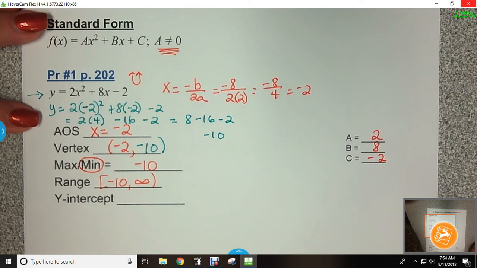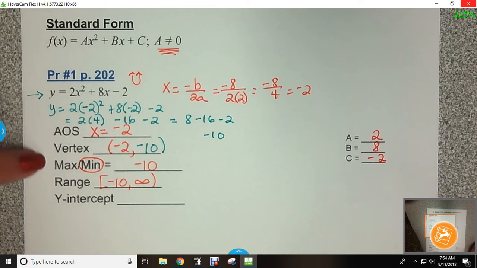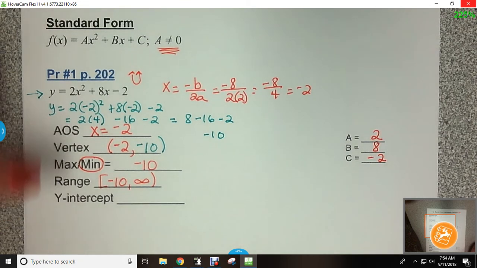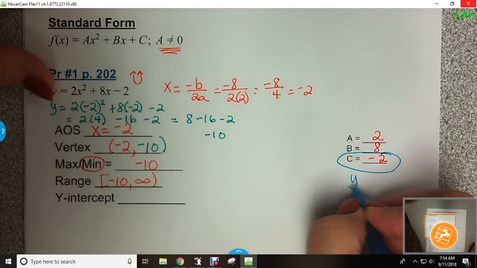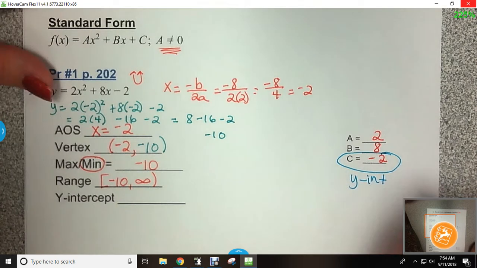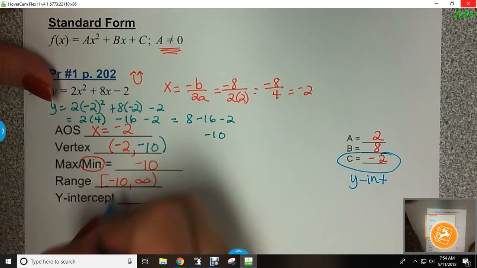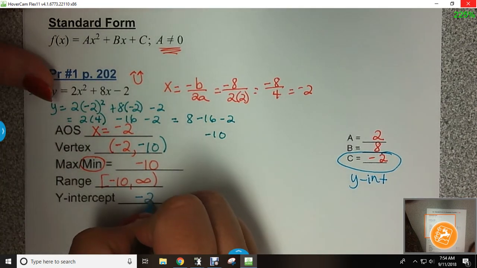Okay, all of that we talked about in the last section, but we've got to figure it out a little bit differently today because we were given different information. Now the y-intercept, that is new. We didn't talk about the y-intercept in the last section, but this is the easiest part of all. Whatever your c value is, that is always going to be your y-intercept. So my y-intercept is negative 2.